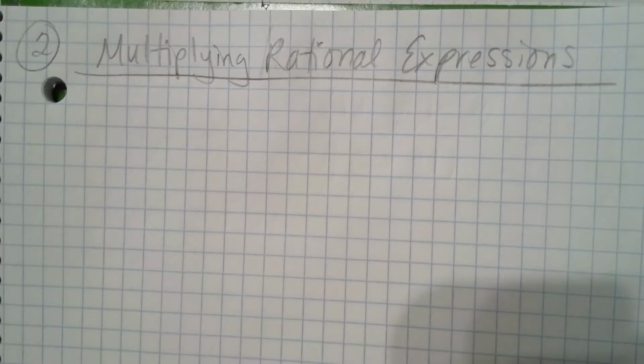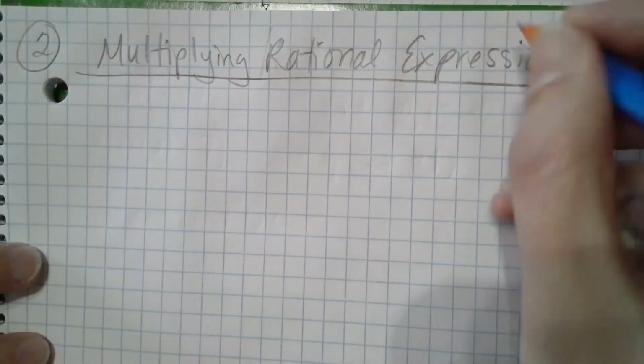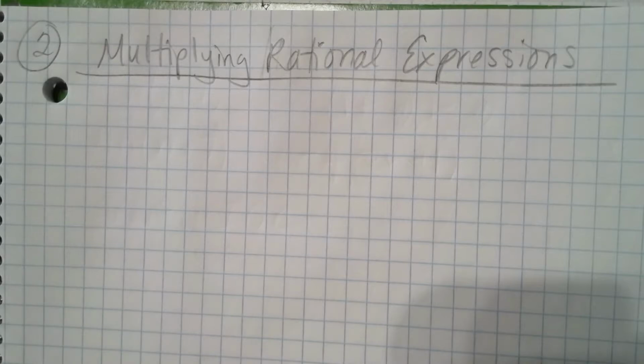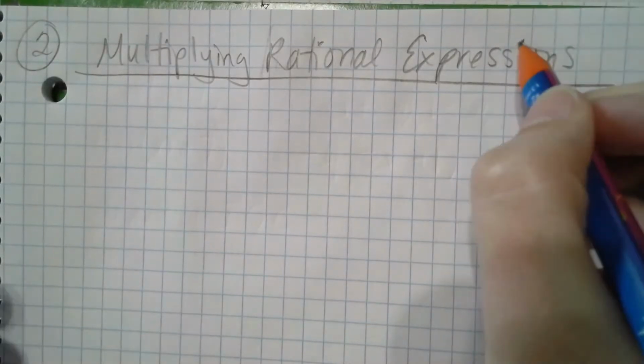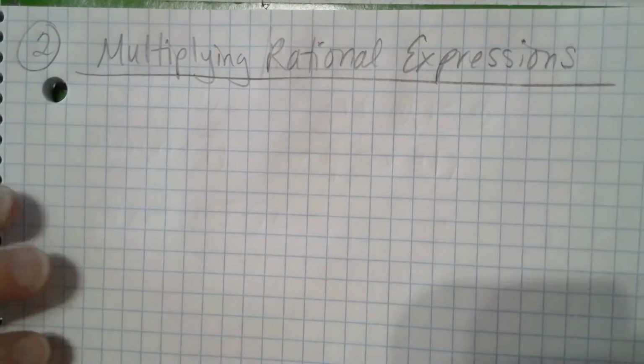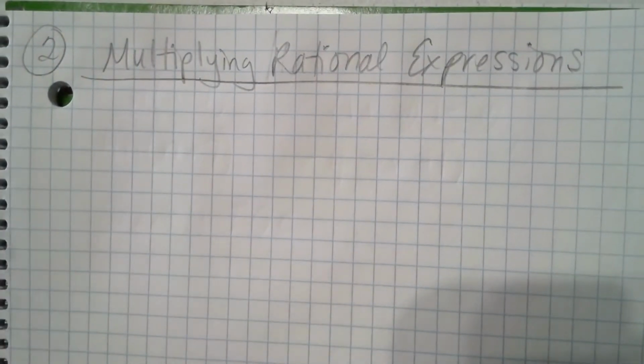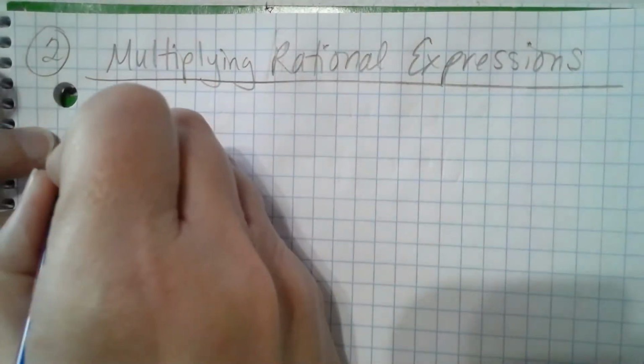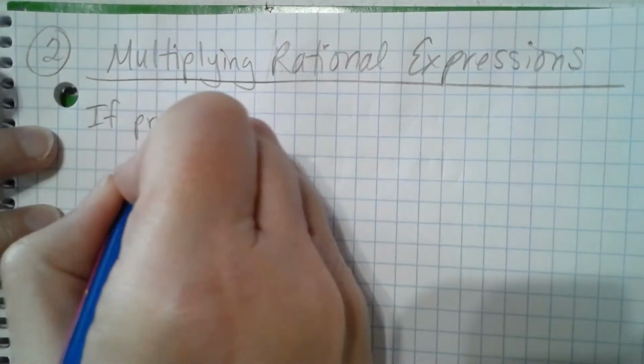Everybody. So today we're going to look at multiplying rational expressions. So that's two binomials or two monomials, maybe even trinomials. We'll look at a little bit of simplifying them through multiplication.